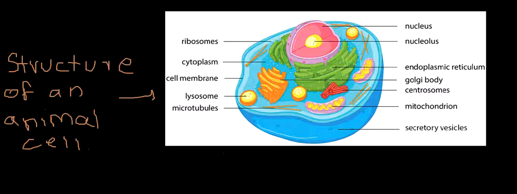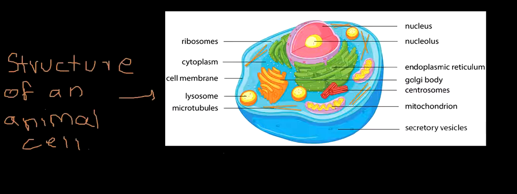It can be a human cell, it can be a fish, it can be a lion, a tiger, or even an ant. The structure of an animal cell is the same in all animals, and similarly there is the structure of a plant cell. In future videos I will tell you the structure of the plant cell, but as our video is based on the animal cell, we will focus on that.